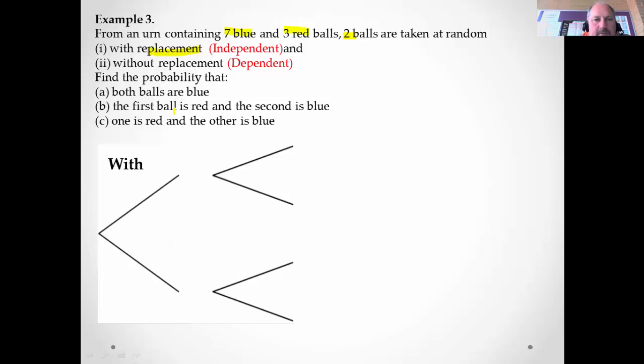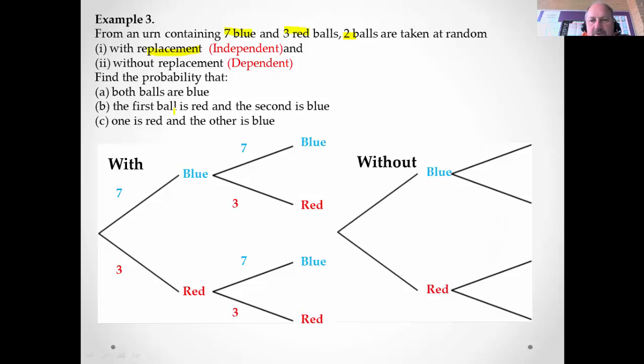With replacement, blue and red, there's 7 blue and 3 red. With replacement, there'll still be 7 blues and 3 reds in each case. Without replacement, we go blue, red, 7 blue and 3 reds to start with. But if I choose a blue and don't replace it, then there's only 6 remaining, but still 3 reds. If I choose a red, then there'll still be 7 blues and only 2 reds. So there are our tree diagrams for the 2 situations.